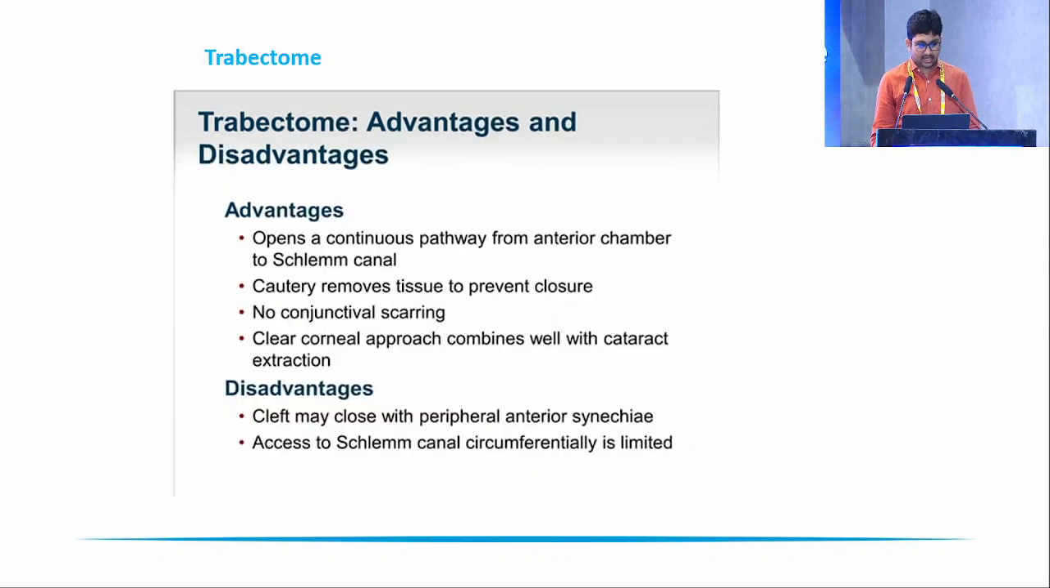But the main advantage of the trabectome is that it opens a continuous pathway from the anterior chamber to Schlemm's canal. No conjunctival scarring will be there, but the disadvantages are that the cleft may close with PAS forming, and circumferential access to Schlemm's canal is limited.